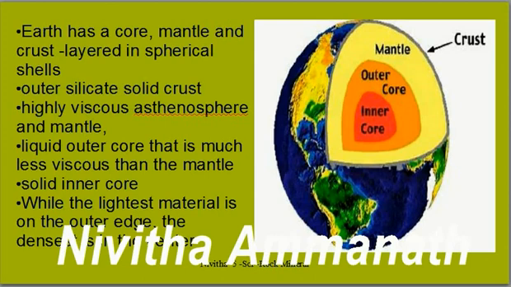The outer crust is solid and is mostly silicate. The inner mantle is highly viscous. The outer core is less viscous than the mantle. And the inner core is solid. So the outer crust is solid, the inner core is solid, and the mantle and outer core are slightly viscous. The lightest material is on the surface, that is on the crust, and the densest material is in the inner core. So we have to dig deep if we have to get the inner dense material.